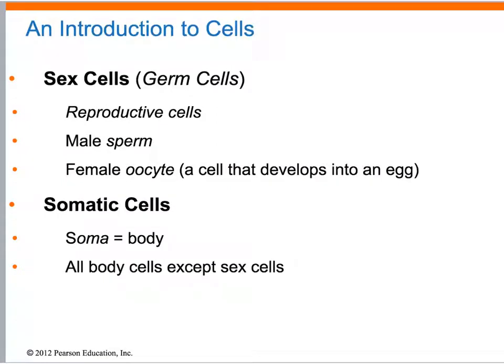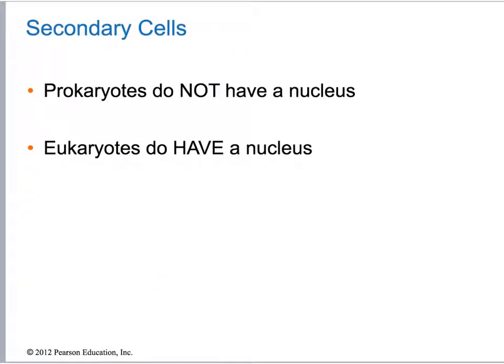The two major types of cells in the human body are 1, sex cells or germ cells. They include the reproductive cells or male sperm, and lastly, female oocyte, a cell that develops into the egg. Secondly, somatic cells. Soma means body, so all body cells except the sex cells. The secondary division or secondary cells are prokaryotes. They're cells that don't have a nucleus, and eukaryotes are cells that do have a nucleus.